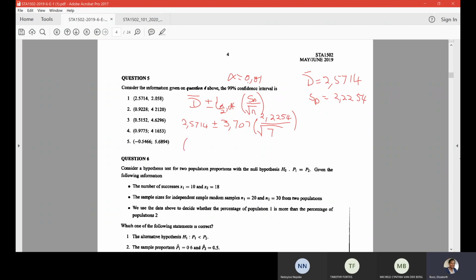Okay, option number 5 is the correct one, because the question... I'm using my Casio calculator, it makes it easy. 0.5466 and 5.6894, which makes option number 5 the correct one. So you just need to calculate.